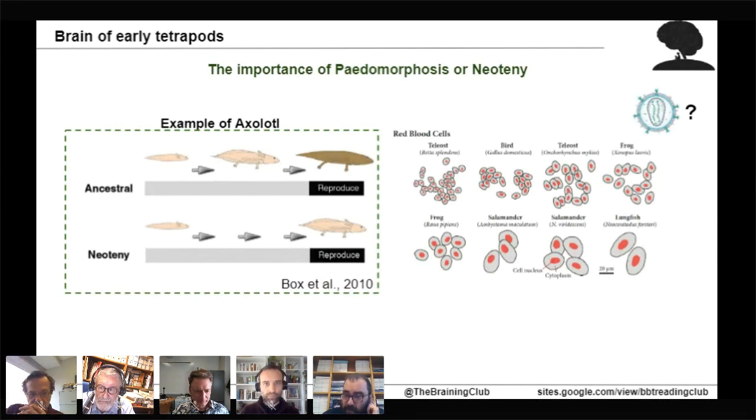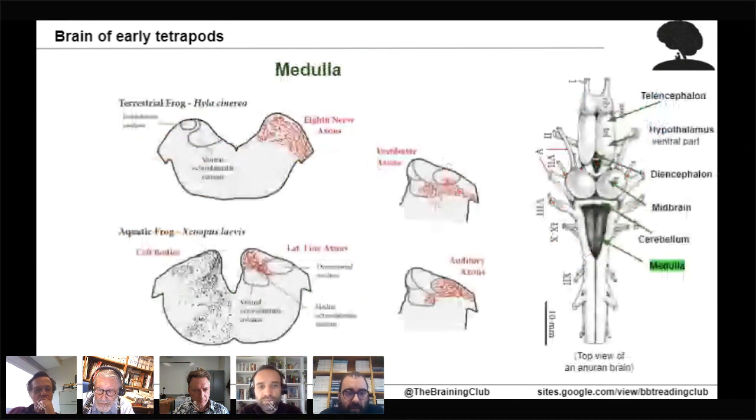So paedomorphosis complicates the reconstruction of early brains, especially using lungfishes or urodeles, as their brains are likely simpler than those of their ancestors. So this makes the brains of anurans the best candidates for study, and we will take them as a model to continue going through the brain. So let's start with the medulla of amphibians.